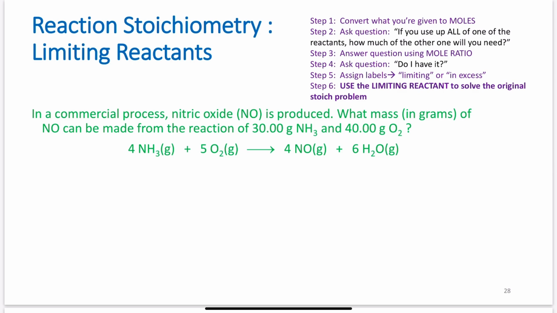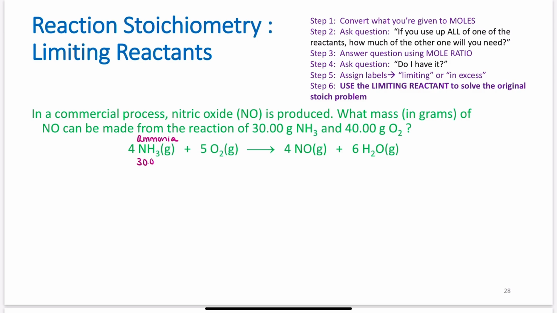We've got here, in a commercial process, nitric oxide, NO, is produced. What mass in grams of NO can be made from the reaction of 30 grams of NH3 and 40 grams of O2? Now, NH3, the common name for that is ammonia. We should start practicing naming. We have covered naming at this point, and we do need to practice naming. And again, nitric oxide is the common name for this. You could also say nitrogen dioxide would be fine as well.